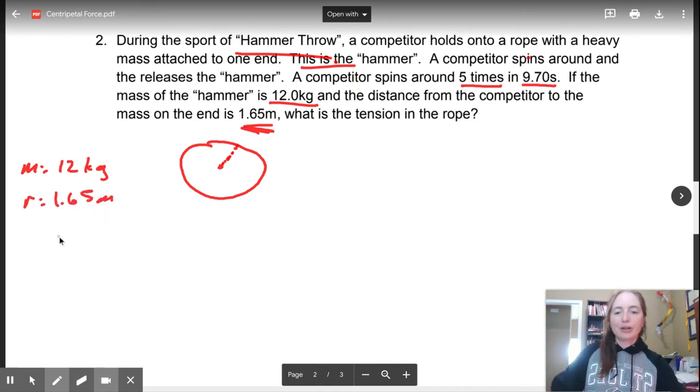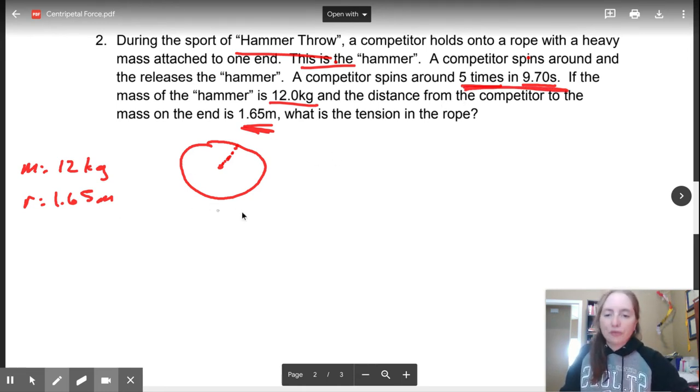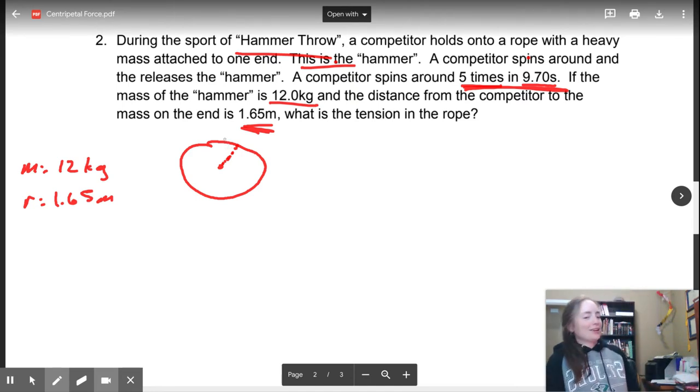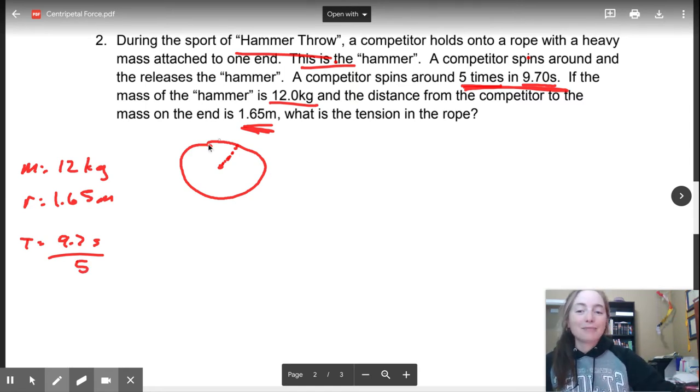Well, now the next thing we need to do is something with this 5 times in 9.7 seconds. Well, what is actually useful to us? Period. Period is useful. What is the definition of period? The number of seconds it takes to do 1 revolution. In order to get the period, I'm going to take my 9.7 seconds and divide that by 5 because the competitor went around 5 times.